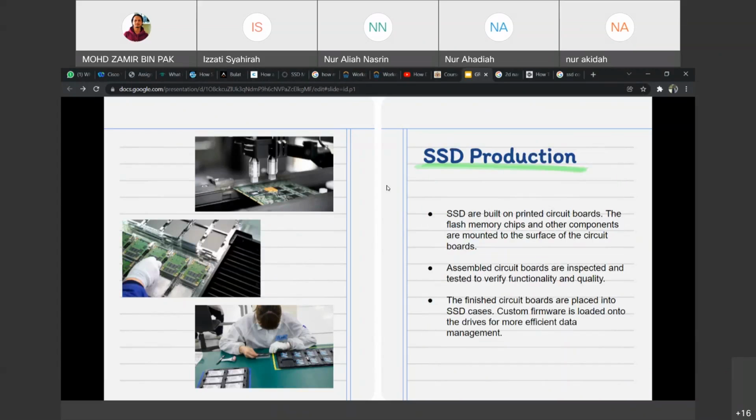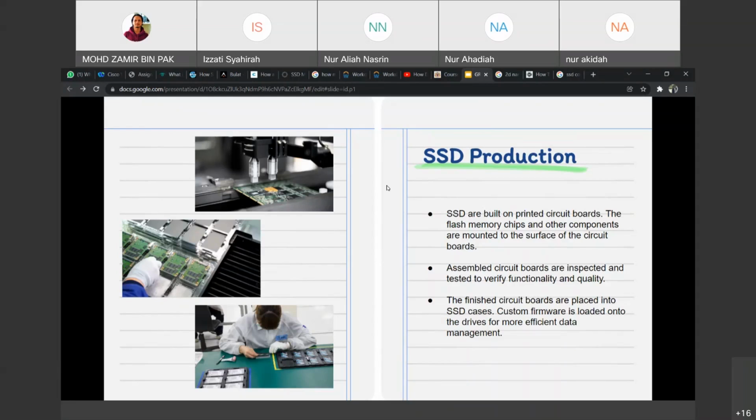And then the next one is the SSD production process. In this SSD production process, this is the final element of the SSD fabrication process. As we all know, SSDs are built on a printed circuit board, and the flash memory chips and the other components are mounted to the surface of the circuit board. And this circuit board is made up of a glass reinforced epoxy polymer plate printed with copper wiring.